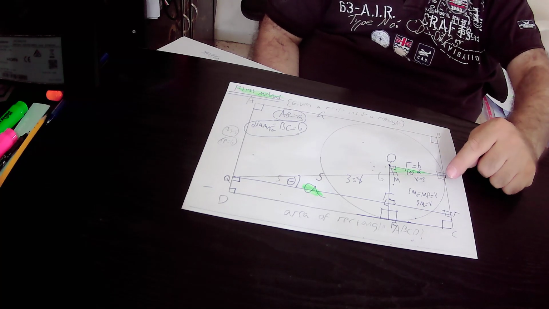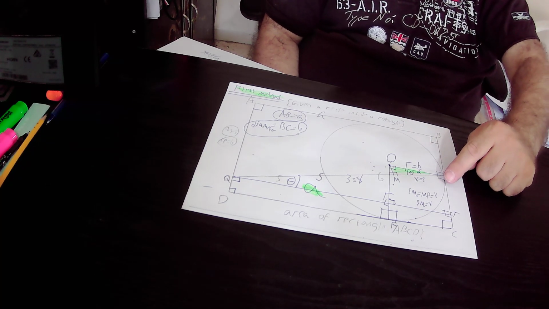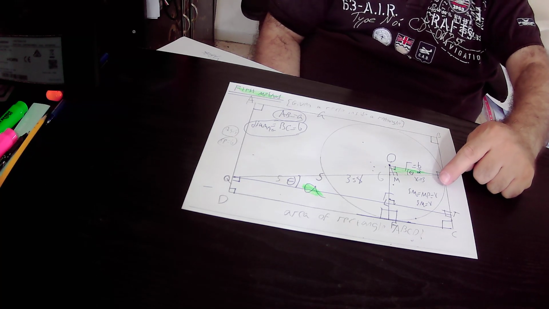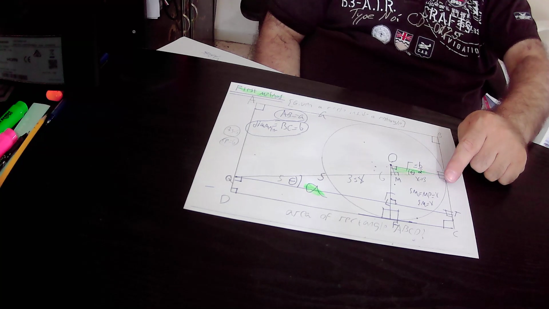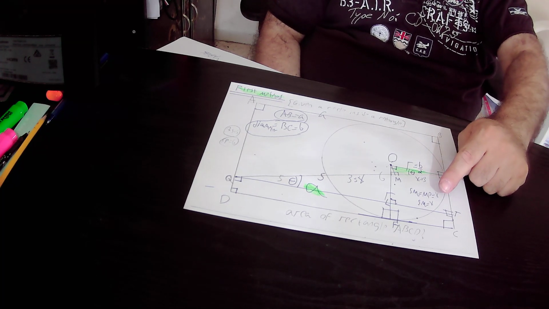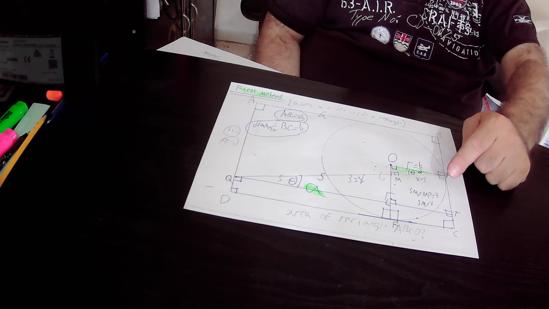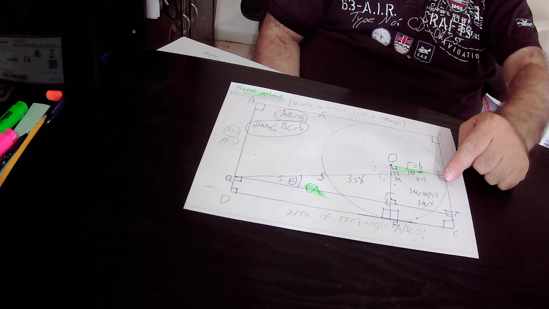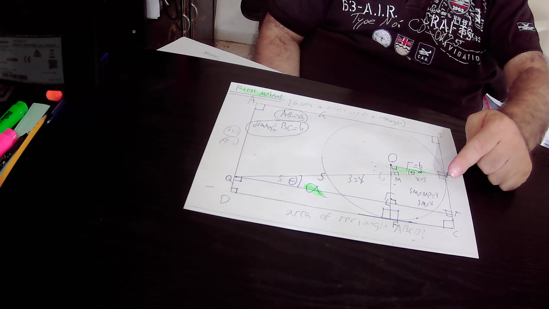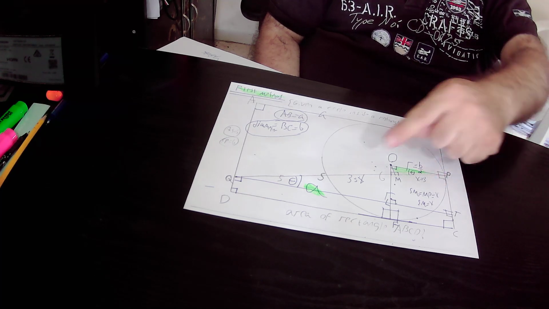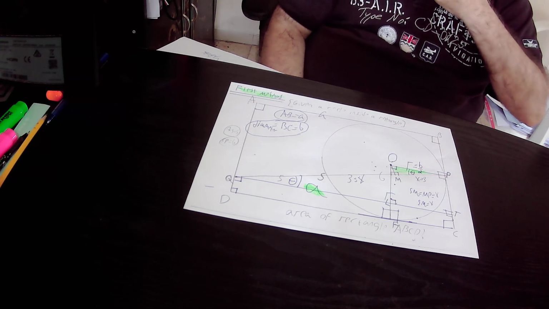SM equals MP. So if we define MP as X, then from this equation SM equals MP equals X, we derive that SM is also equal to X.